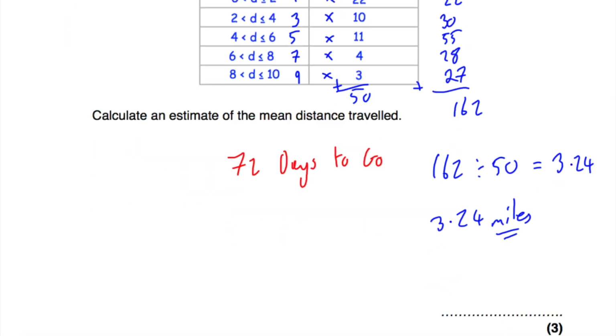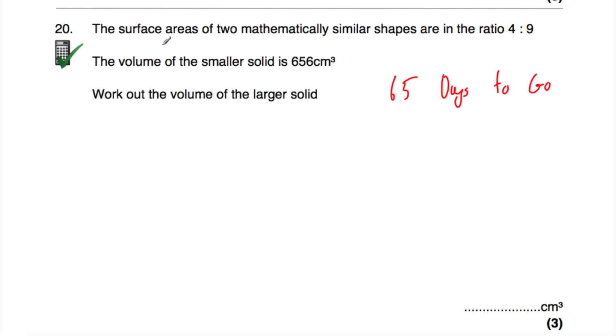Okay, let's have a look at question number 20. We've got the surface areas of two mathematically similar shapes in the ratio of 4 to 9, and the volume of the smaller shape is 656 centimeters cubed. Work out the volume of the larger solid. We've been given the ratios of the surface areas. So if we square root that, we'll get the ratios of the sides. The square root of 4 is 2, and the square root of 9 is 3. So the sides of these solids are in the ratio 2 to 3.